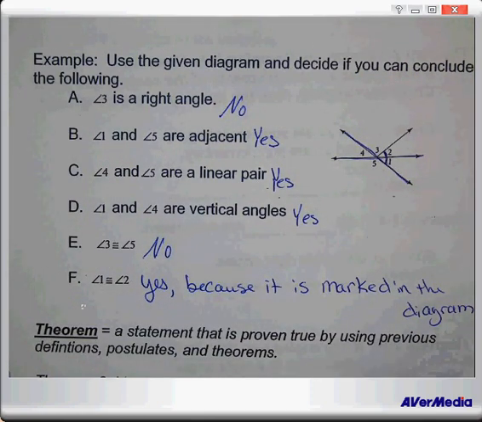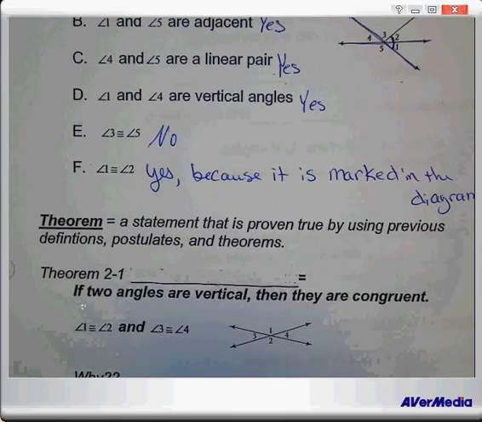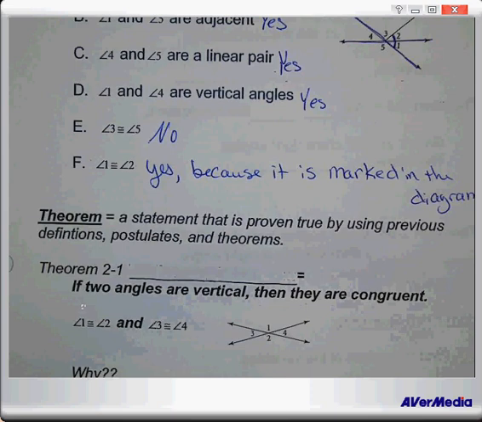He talked about undefined terms. He then went to defined terms. And then he went to postulates, which are unprovable but true facts. But now we have theorems. Now remember, a theorem is a statement that is proven true by using previous definitions, postulates, and theorems. We are now going to start theorems in this class, where we are going to be able to prove them, and we can use them to prove other information.